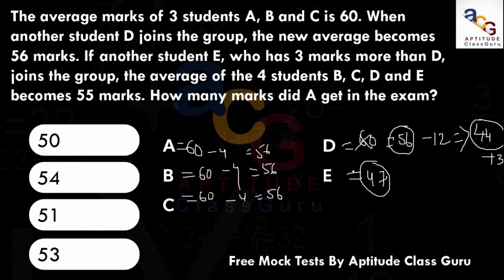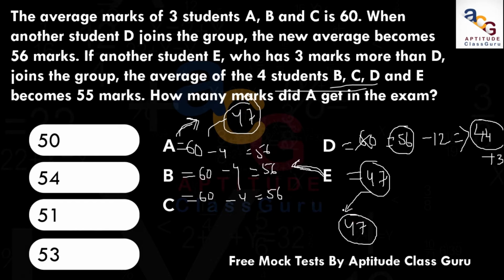So just look at it. When E joined the group, A left the group. Why? Because the group became 4 students again. So if E joined with 47 marks and A left with 47 marks, then there is no change in the average of the group, but the average changed from 56 to 55 now. So when A leaves the team, he is taking some marks along with 47. How many marks he has taken from the group is nothing but the change in the average.